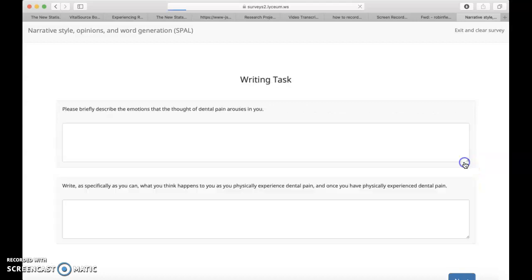There are two different writing tasks. One that invites participants to express their thoughts and feelings of either dental pain or death. There are two prompts.